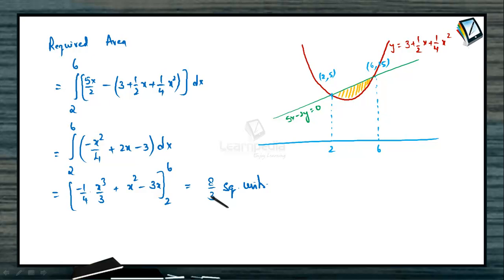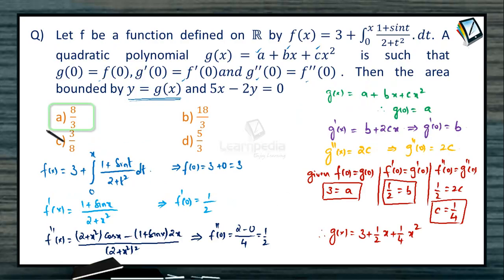Let's verify which option it is satisfying. Yes, the area is 8 by 3 square units, present at option A, which exactly suits the required answer, right?